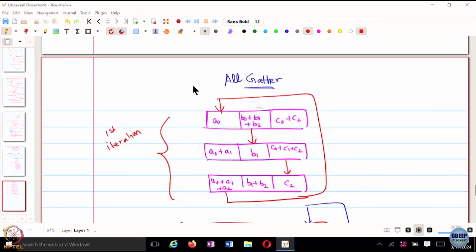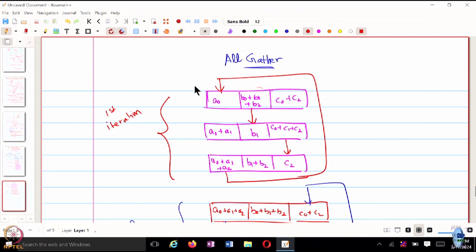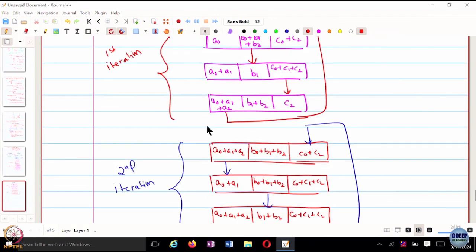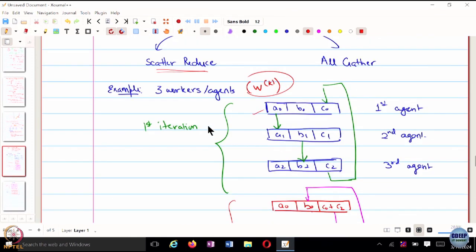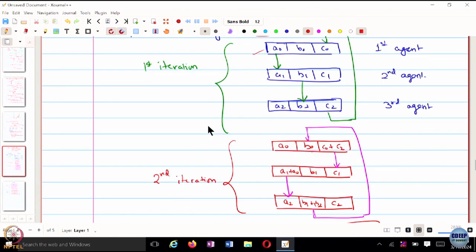So it really depends on how you have set it up. The point is, as long as you start correctly, you just have to move over by one place and you can keep doing this in a round robin fashion. If there are 4 agents, then you have to do 3 iterations in a round robin fashion. As long as the start is correct, you just keep shifting by one unit to the left. Same with the scatter reduce: you have started here, you then shifted by one unit to the left.